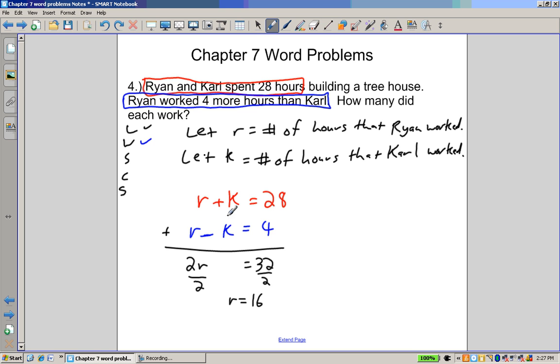And I need to plug this back in. I'm just going to choose red to plug back into. So R, which is 16, plus K equals 28. We're going to subtract 16 from both sides. And K equals 12.